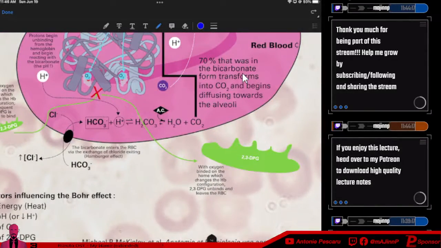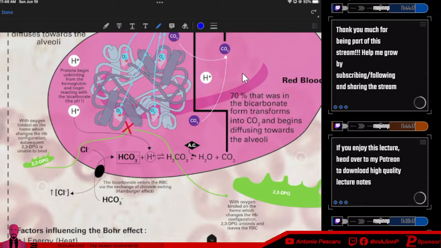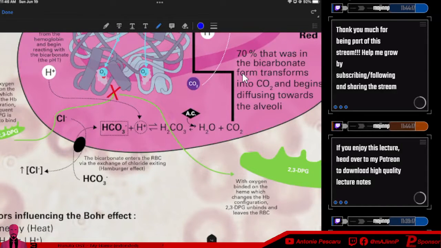Finally, there's 2,3-DPG. 2,3-DPG stands for 2,3-diphosphoglycerate, which is a byproduct of cellular respiration. I'm going to get into that as well. This guy also unbinds because if the pH goes up, it will unbind because there's no more CO2 to keep it in place, and it will just go back into the circulation waiting for the next red blood cell to bind onto it. But we're going to get into that when we do the Bohr effect.